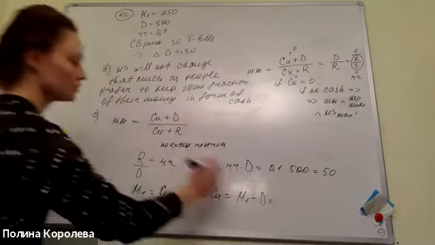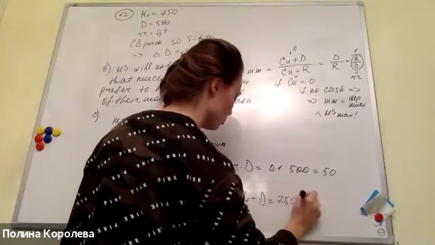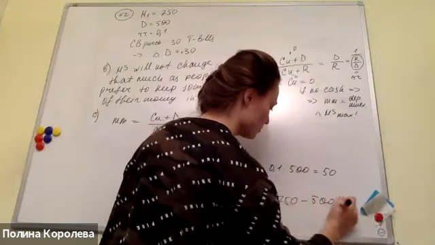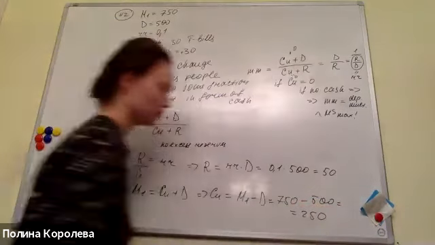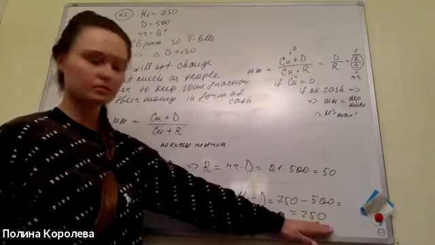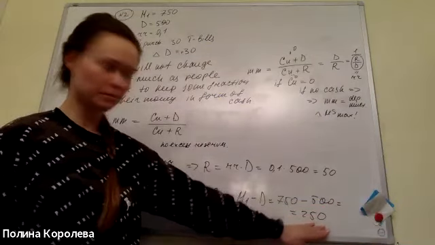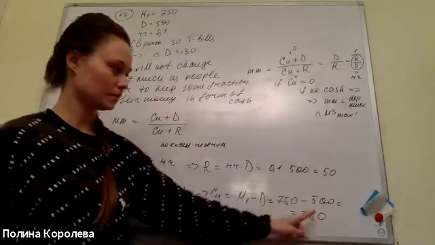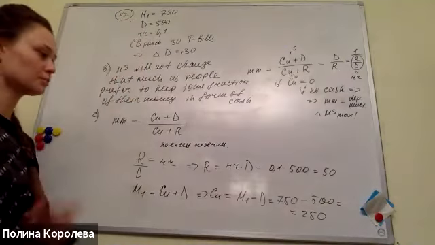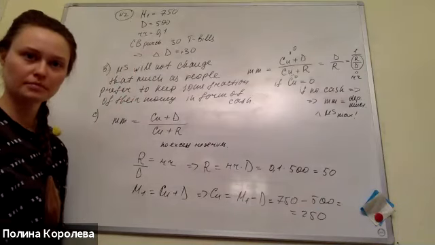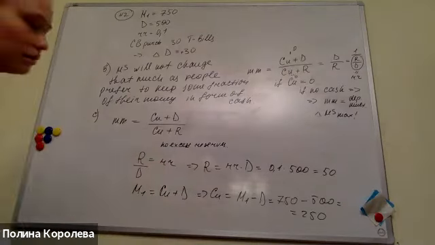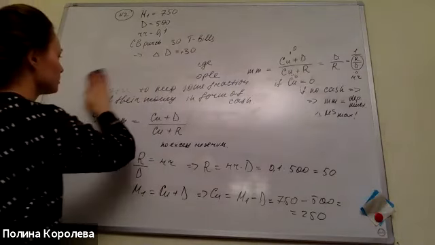This is 750 minus deposits 500. This is 250. So 250 is kept by people in cash. Yes, and 500 of money supply is kept in the banking system on deposits. Agree? Now we're ready to count money multiplier.